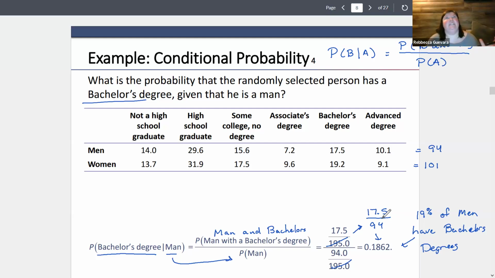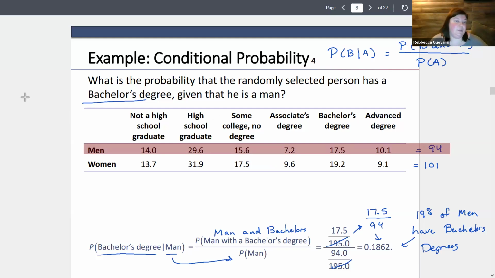So conditional probabilities, like I said, are the conditions that they tell us we have to pay attention to. So this is the probability of a man with a bachelor's out of men. If you go back and look at this, my bottom number was just looking at the men. So really, I'm looking at men, and I want to know what percent of the men have a bachelor's degree is what I really asked you here.